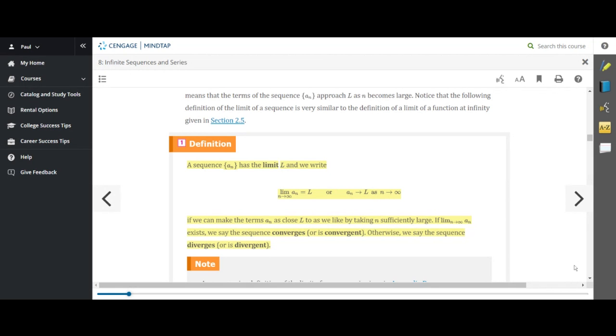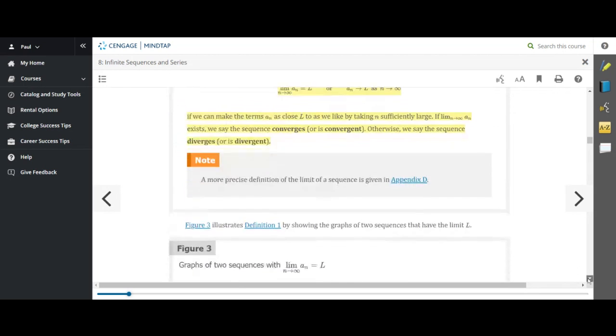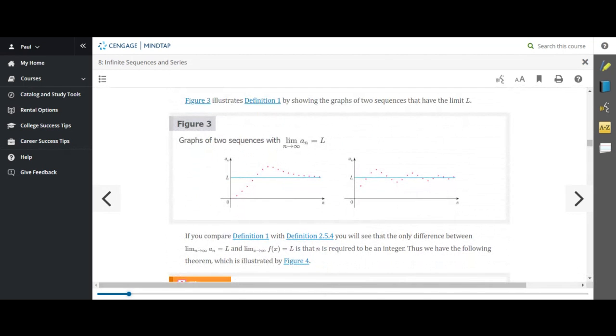So pictorially, they have in figure 3 a picture of two sequences that approach the limit L. And Desmos can actually plot sequences. I'll show you how to do this in a little bit. But that's just an example of two sequences whose limit is equal to L.